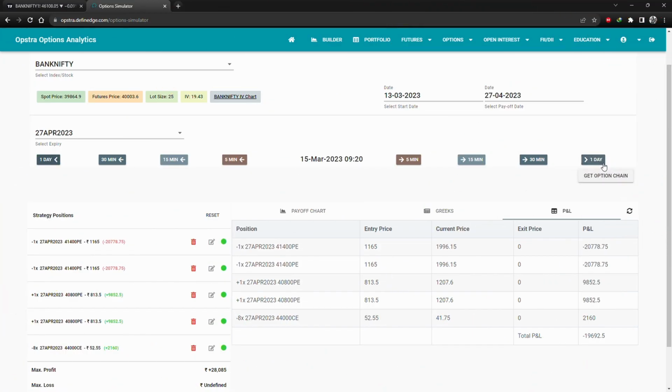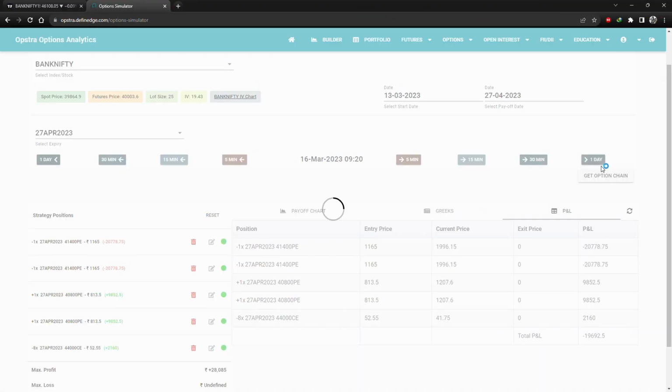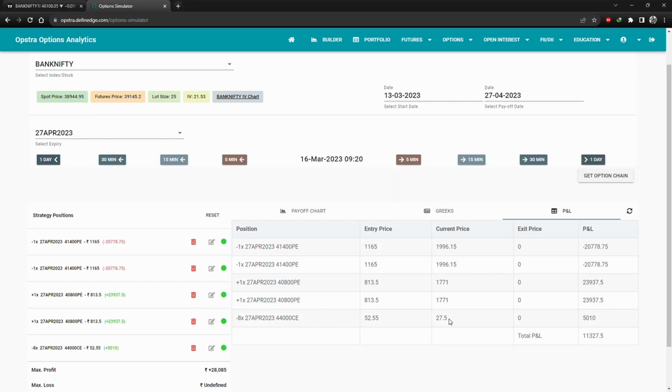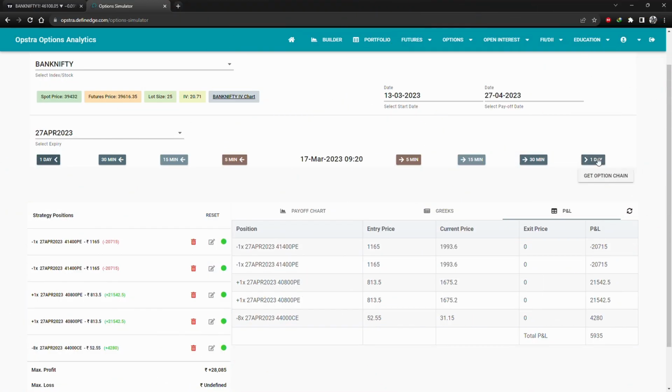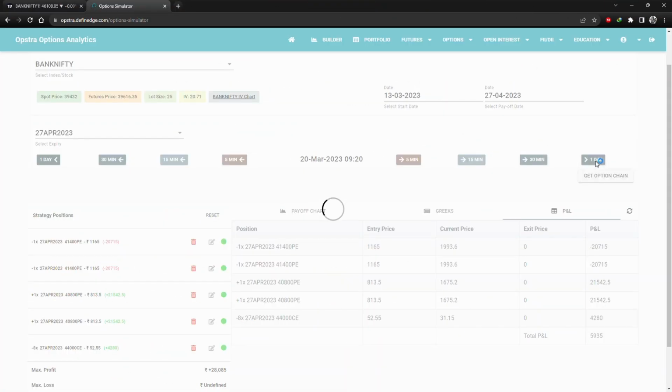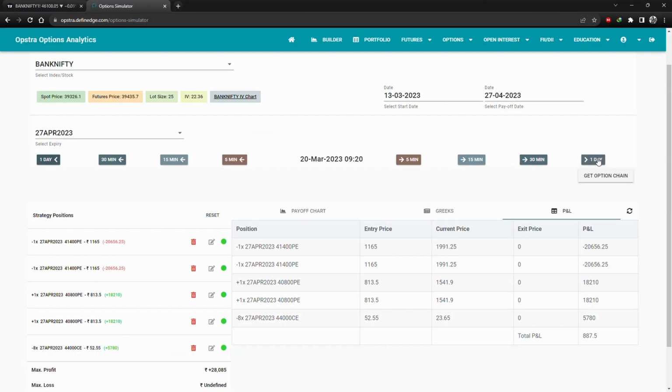Okay, the premiums are still there, so we are moving to the next day again. The premium is only 27 rupees, so there is still premium left, and I am going to the next day again. Okay, only 31 premium left, still there is a premium. I am going to the next day. 23 rupees, still premium left.